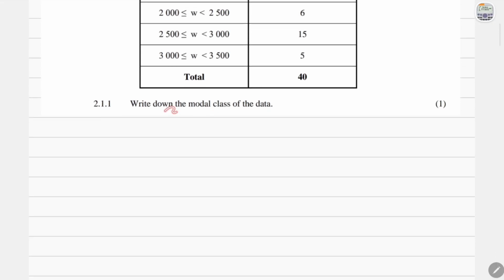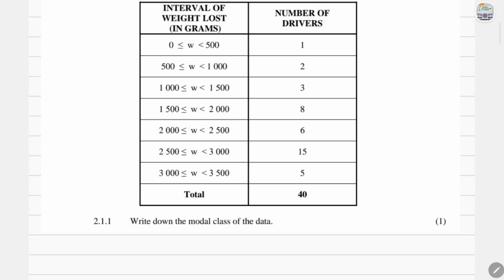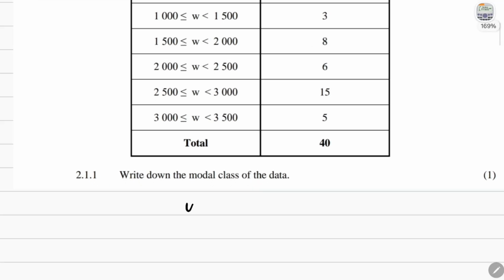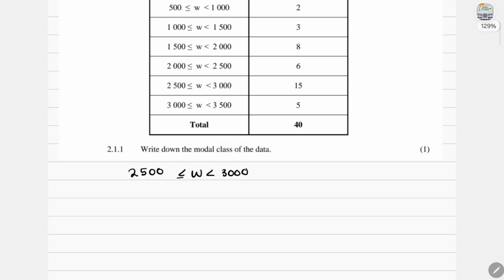Question 2.1.1 says, write down the modal class of the data. The modal class means the class that appears the most. If a class appears a specific amount of times, it will show in the number of drivers in this class. So the modal class would be the class that has the highest number of drivers, which we can see is 15. That is where their weight was greater than or equal to 2,500 but less than 3,000. And that is our answer. Moving on to the next question.